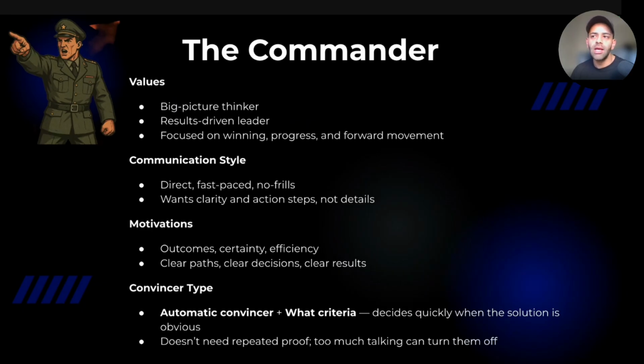So particularly if you're selling to this sort of personality type, you want to be focused more on ROI and also end outcome. You don't want to focus too much on the nitty gritties of how your system works, or the details of how you're going to get them to the end result. What we call them here when we're talking about a convincer type, we're talking about an automatic convincer with a what criteria. So automatic convincer means that they can be convinced straight away.